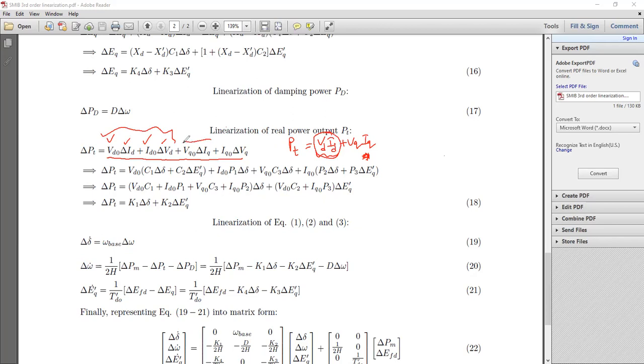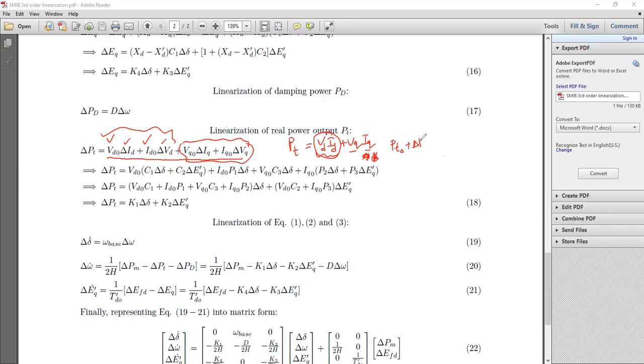For the second part, again, there are two variables, VQ and IQ, both are algebraic variables. So again, you take VQ into del IQ plus IQ0 into del VQ. Any question about this part? No question. Another way you can also write it like this. Okay, I can also write it like this.